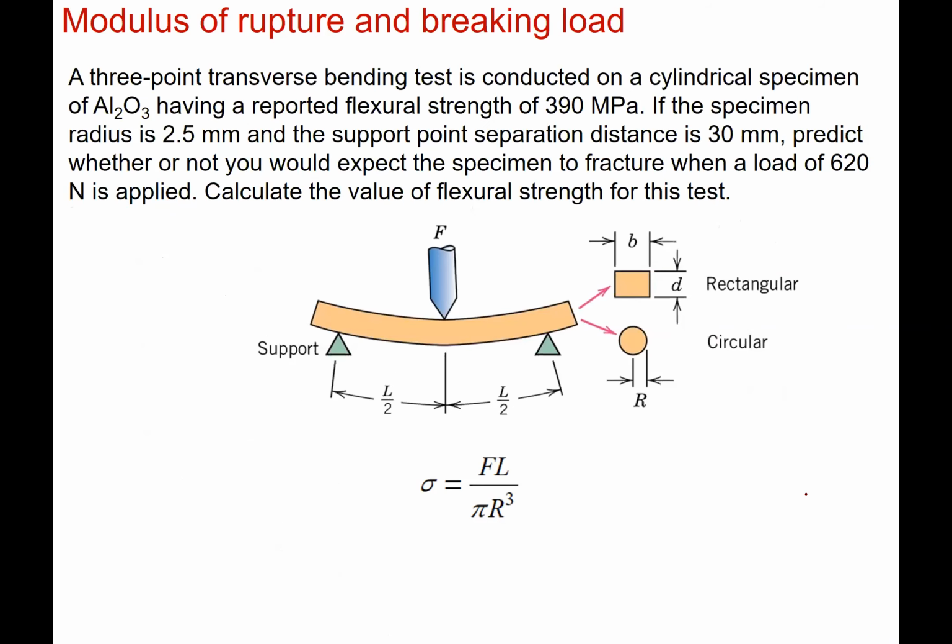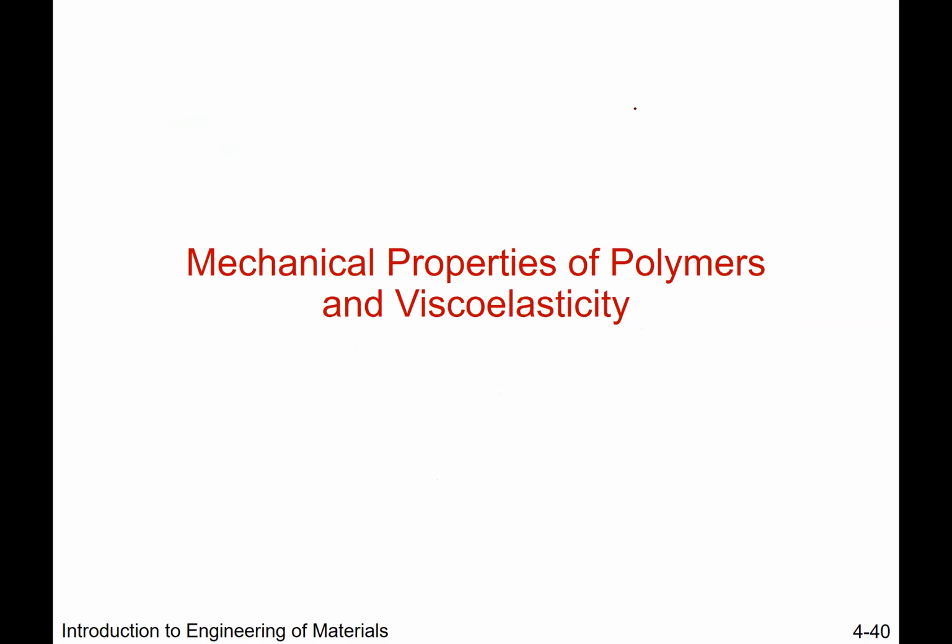So this example I will leave for next time and come back to it, or I'll upload a tutorial video on how to calculate the modulus of rupture and determine whether or not something will fail. Basically you need to calculate what the stress is, and if you know its stress at fracture is a certain value, above it will fracture, below it won't fracture. All right, we'll pick up here next time on viscoelasticity of polymers.